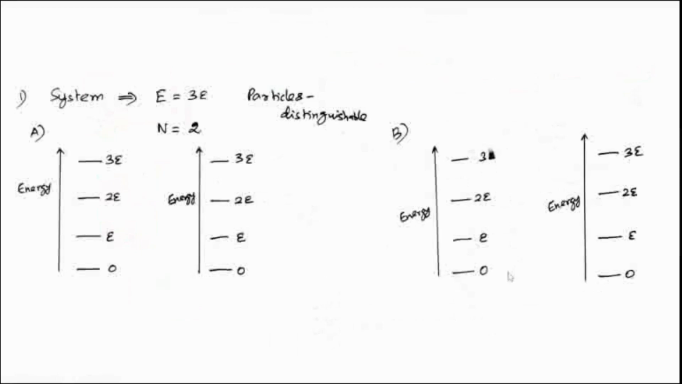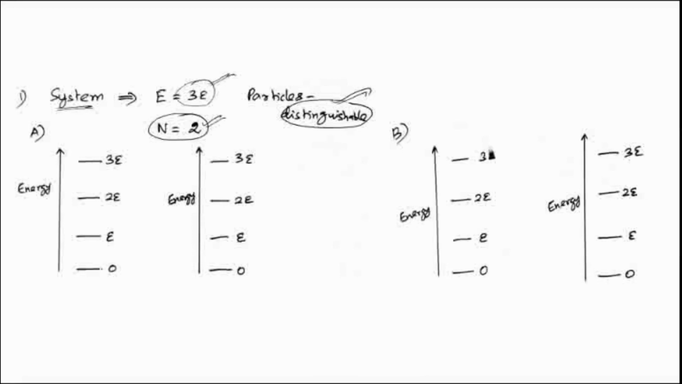To understand microstate, let me consider a system like this. A system consisting of 2 particles. Here the particles are distinguishable particles. I'll explain what is meant by distinguishable and indistinguishable particles as we proceed in this lecture. For the time being, just keep this in your mind. We have a system containing distinguishable particles, and only 2 particles in the system. The total energy is 3.